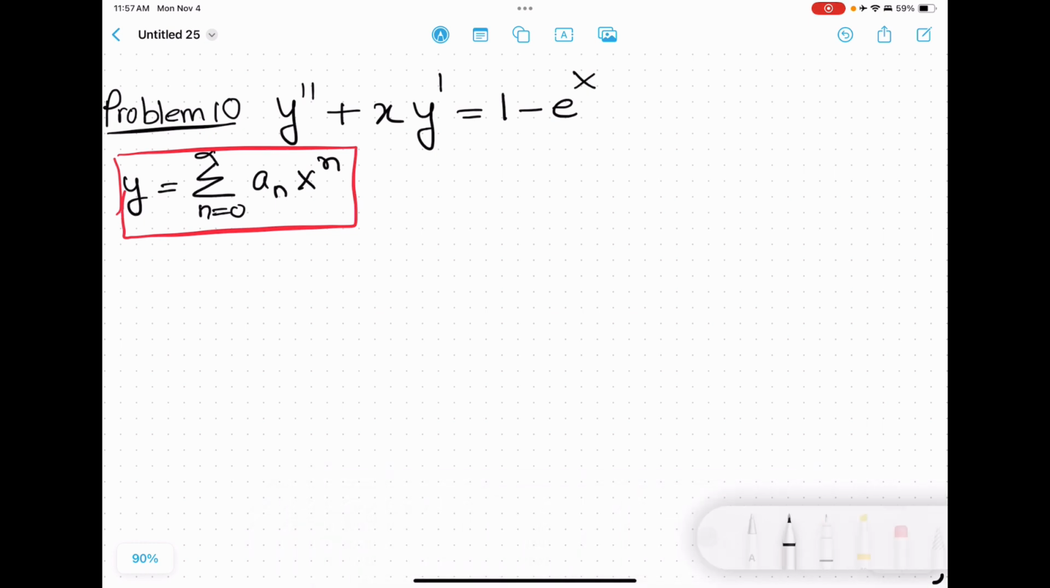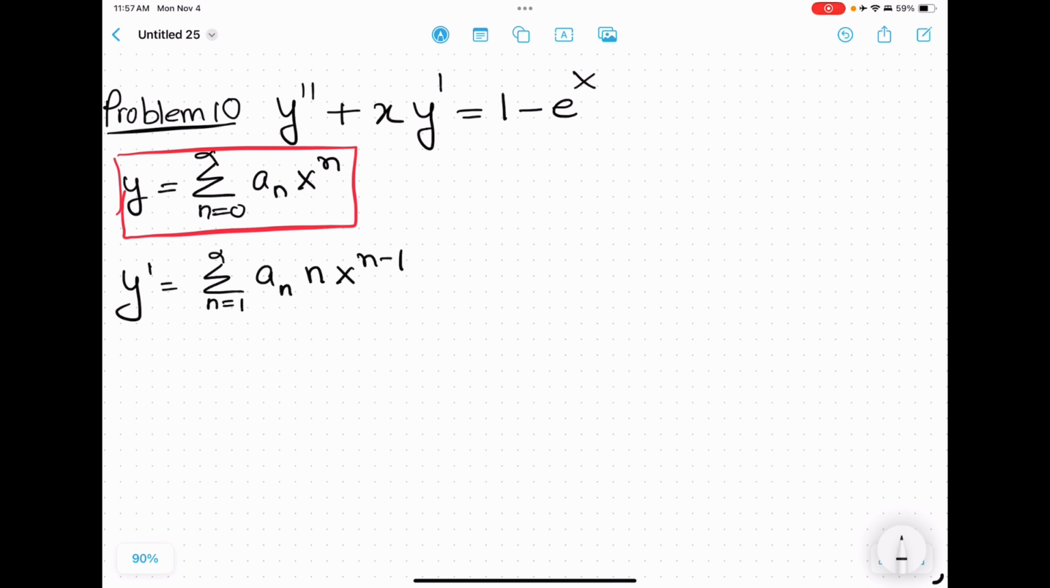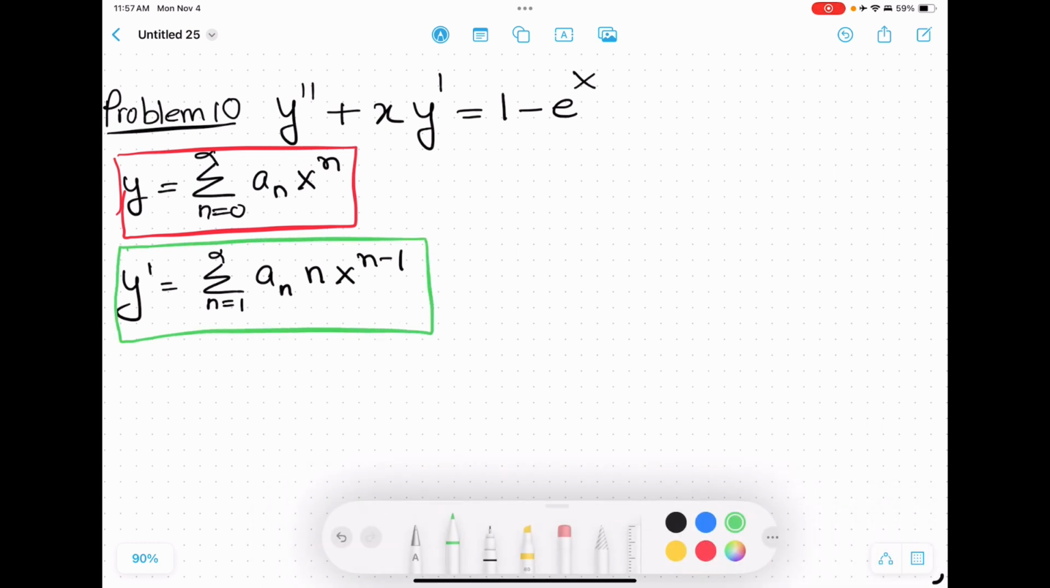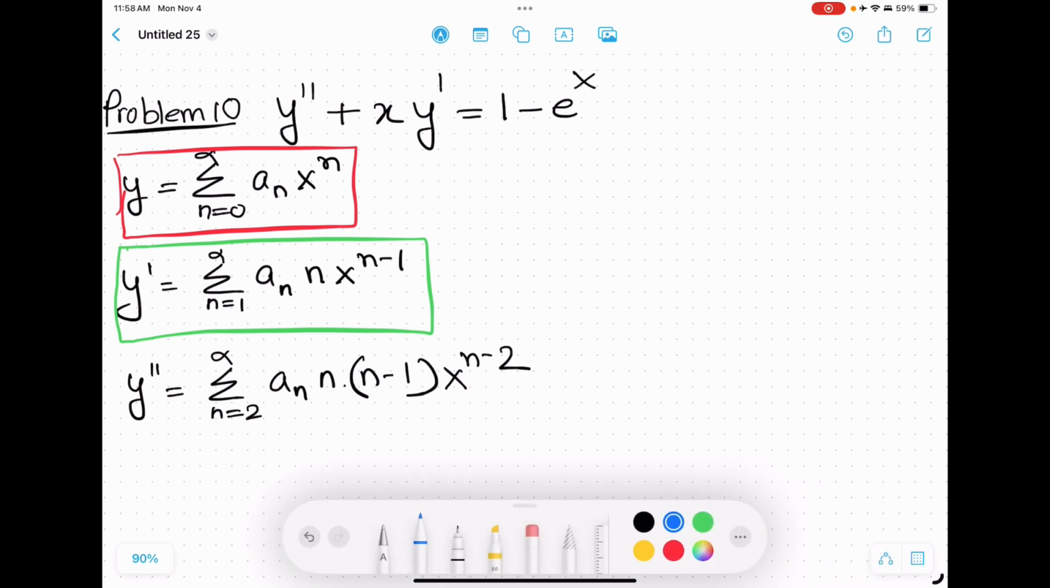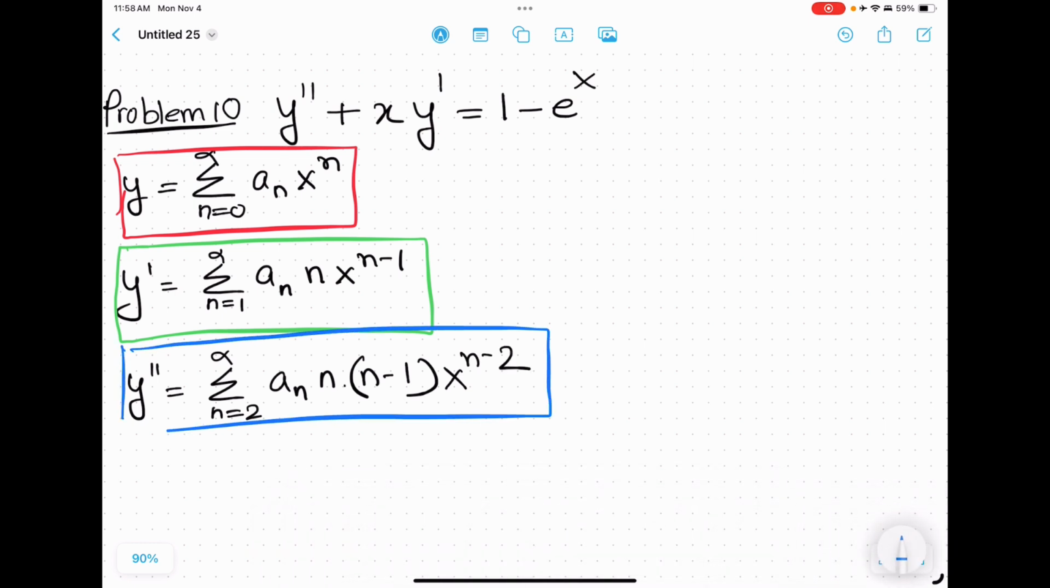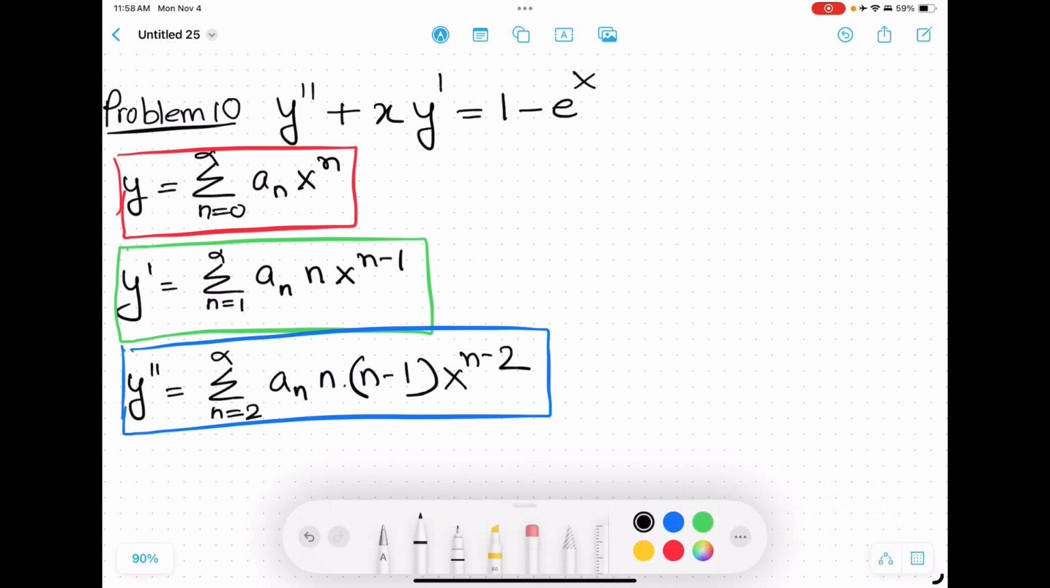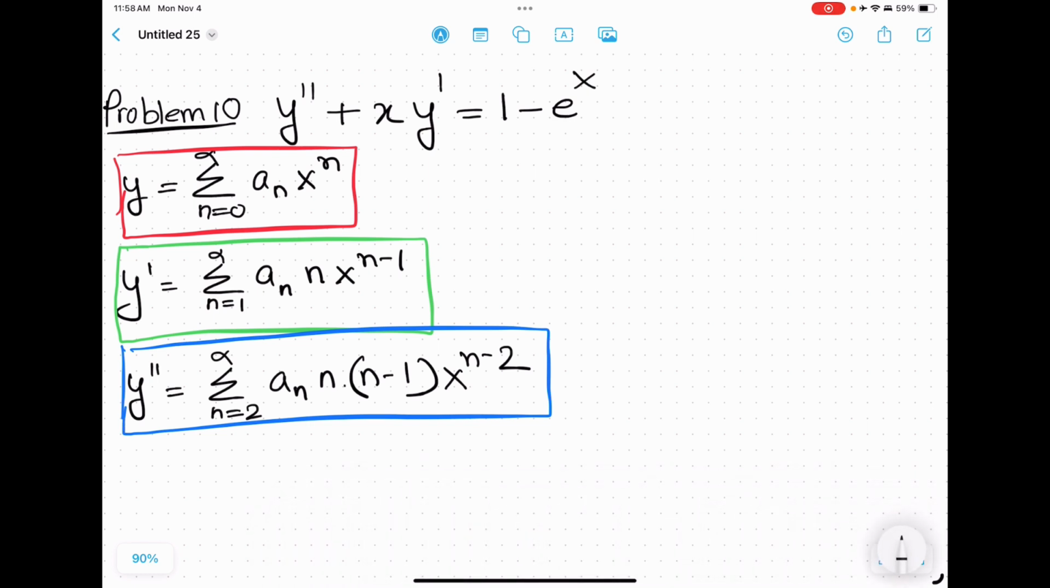And then we have our y prime, which is the summation n equals 1 to infinity of a sub n times x to the power n minus 1, which is our green box. And then I have my y double prime, which is the summation n equals 2 to infinity of a sub n times n times n minus 1 times x to the power n minus 2, which is going to be our blue box. So in our main differential equation, we don't have y today, so we're just going to plug in my y prime and my y double prime.